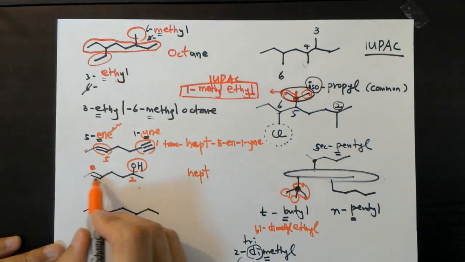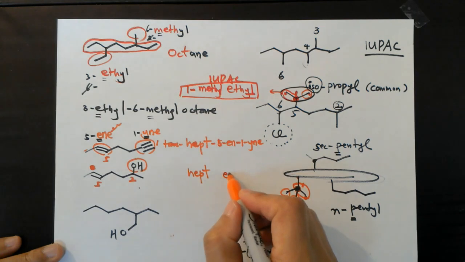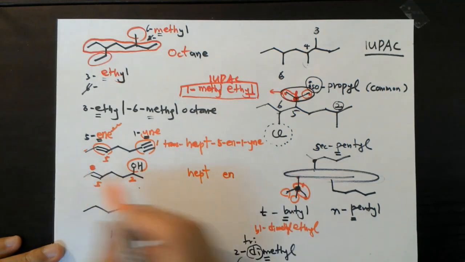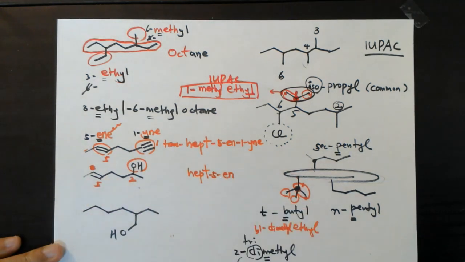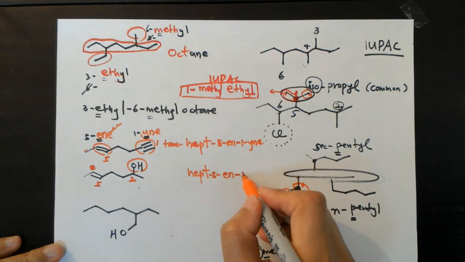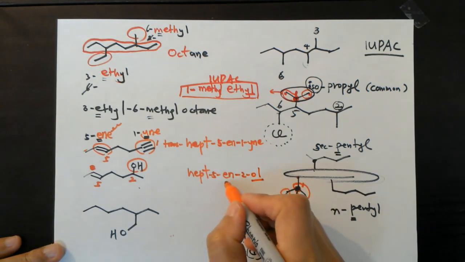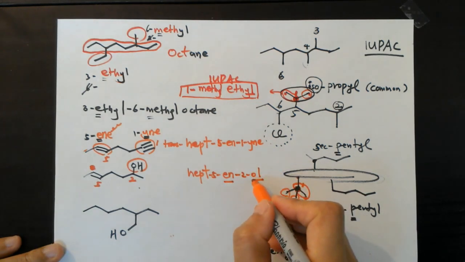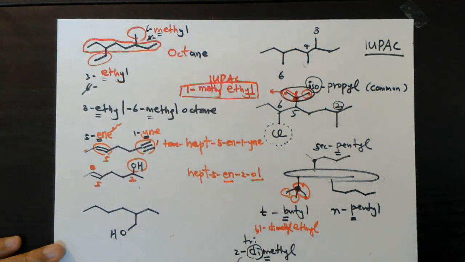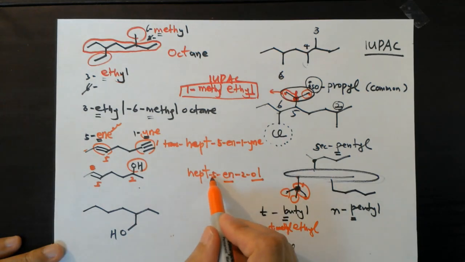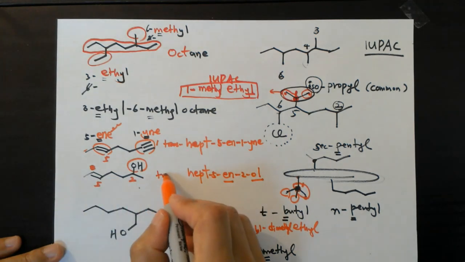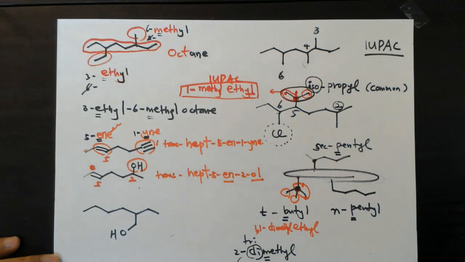But since there is a double bond, you put en, and that's at number 5 and 6, but we only put number 5. Then you have number 2, ol. We put ol after en because ol starts with the O and en starts with the E, so alphabetical order. And we gave the location for the functional group. Then obviously you have to say trans hept 5 en 2 ol.